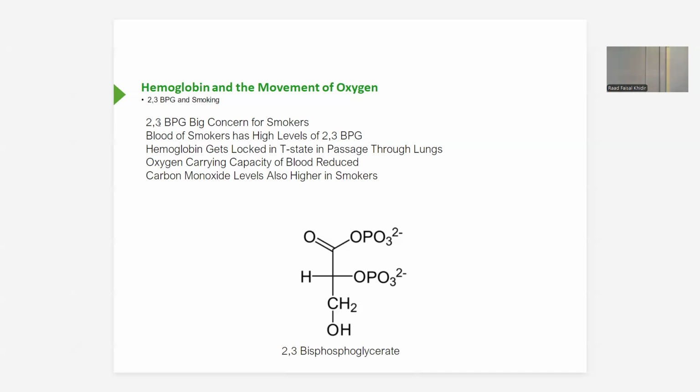This says 2,3 BPG, 2,3 bisphosphoglycerate. You don't have to memorize the whole name, but you've got to know that 2,3 BPG is a toxic metabolic waste. It is a big concern.